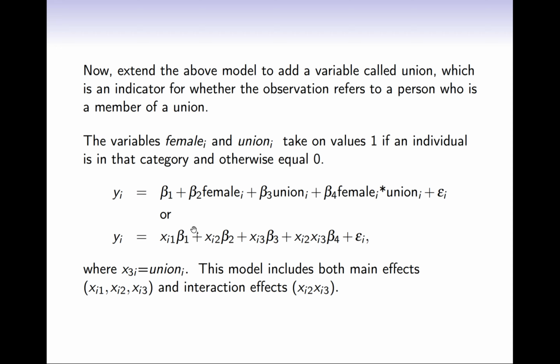Okay, so we can write it this way. x1i here would be just an intercept, because everybody gets this. And then x2i would be an indicator of female. xi3 is a union indicator. And then this variable here would be 1 only if both female and in a union. These terms are called main effects, and this is an interaction effect.